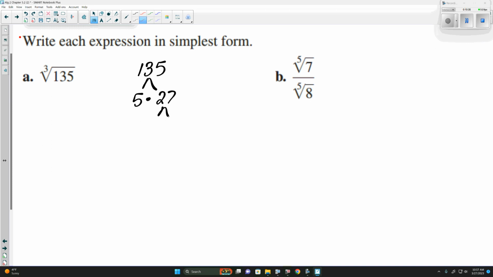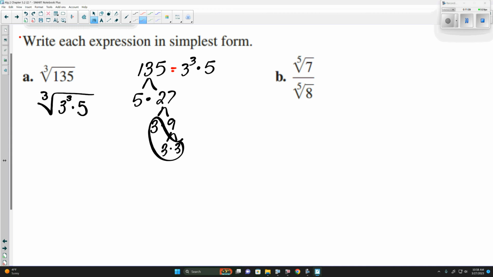So what number will go into 27? 3. It'd be 3 times what? And 9 is. So we have 3 3s, so we have 3 cubed times 5. So what we're wanting to do with these here is rewrite them as this prime factorization. Because what that tells us is the cubed root of 135 is the same thing as the cubed root of 3 cubed times 5. Questions on how we got to this here?